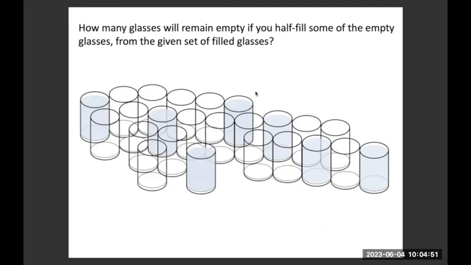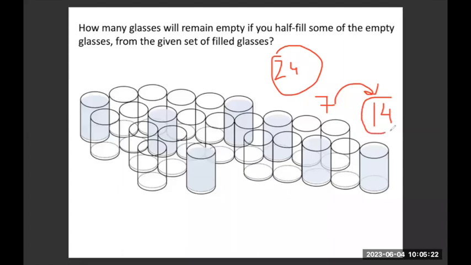Okay. There are 24 glasses in total. So 24 total. 7 are filled completely. Now, if the contents of these are half filled, then I get 14 filled glasses. So 24, which is the total, minus when the contents are half filled, I will get 14 full glasses.